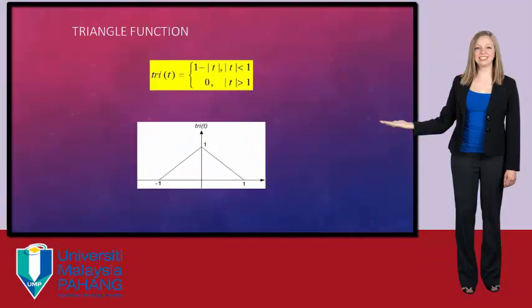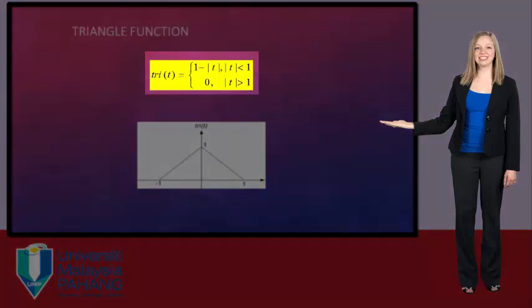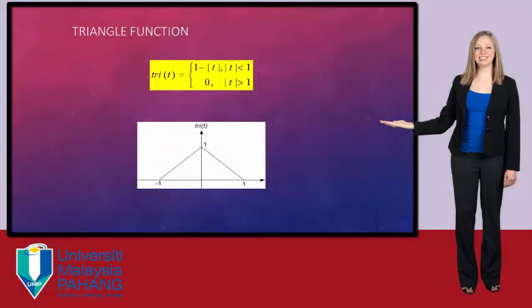Next elementary signal is triangle function. The definition of unit triangle is triangle(t) equals 1 minus modulus t for modulus t less than 1 and 0 for modulus t greater than 1. Modulus t means that it can be negative or positive t. It is called a unit triangle because its peak height and its area are both 1.